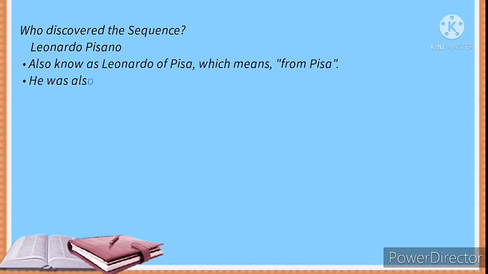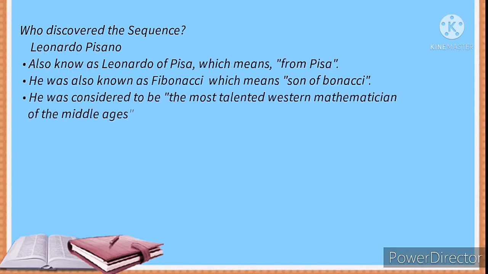Who discovered the sequence? Leonardo Pisano, also known as Leonardo of Pisa, which means from Pisa. He was also known as Fibonacci, which means son of Bonacci. He was considered to be the most talented Western mathematician of the Middle Ages.